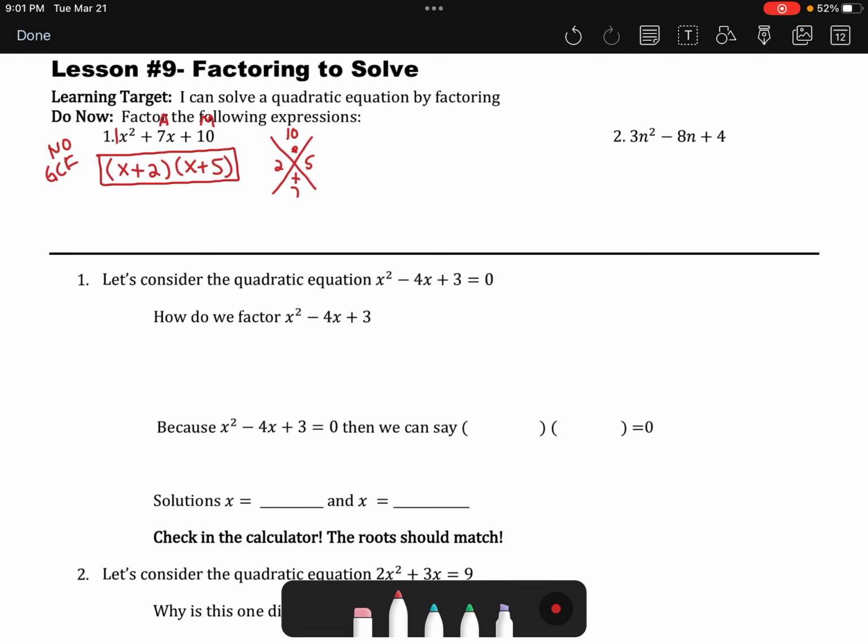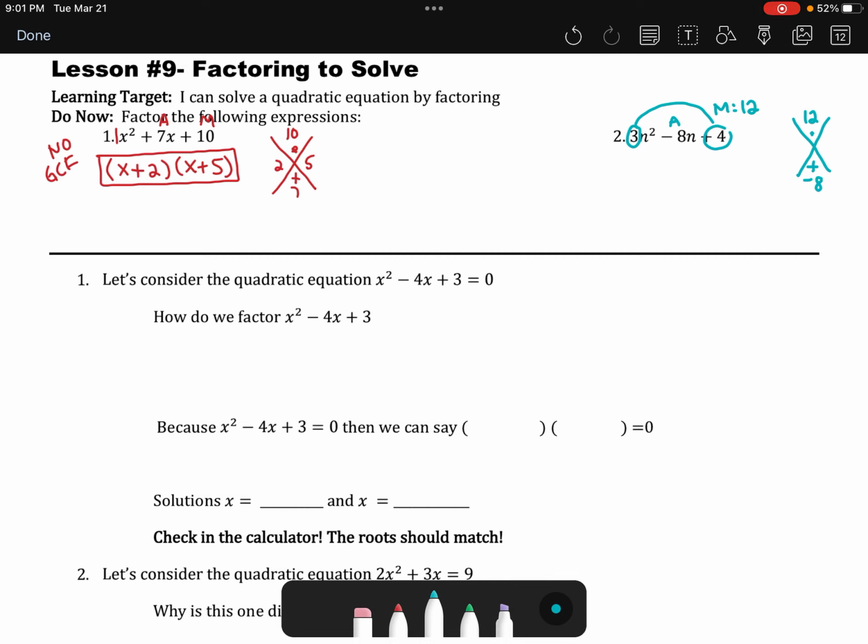Now, the second one's a little different. There isn't a 1 in front. So we can't use the shortcut in question number 2. We have to multiply 3 times positive 4 and get 12. That's the number we want to multiply to, but still we want to add to a negative 8. So we're going to play that x game, but this time we want to multiply to 12 and add to a negative 8. So what multiplies to 12?